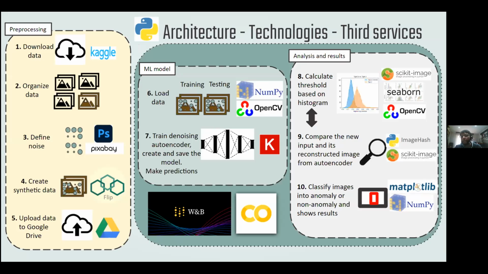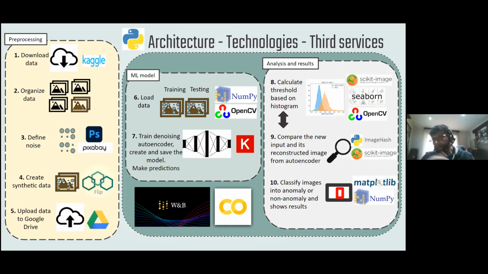This is our big block diagram. We have one part named pre-processing. It's necessary to collect the data, to organize it, to define what kind of noise, as I mentioned, is synthetic data, and to upload this to our data repository.